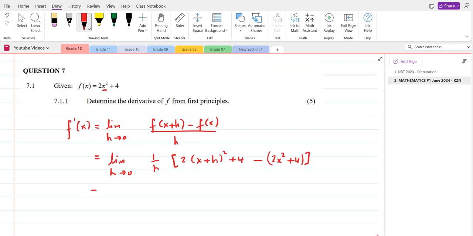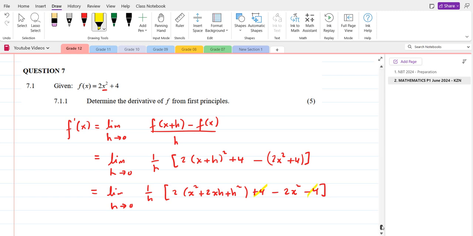Now simplify. Limit as h approaches 0 of 1 over h. Remember I took out the 1 over h. So we left with 2. Open this up. That's x squared plus 2xh plus h squared plus 4 minus 2x squared minus 4. So you can see plus 4 and minus 4 already cancels out.